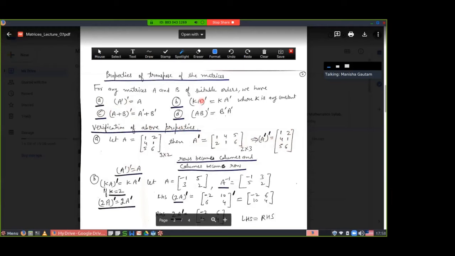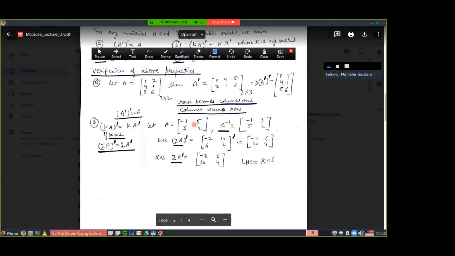Now the second property: when you calculate kA whole transpose, it is equal to k A transpose. When you multiply the matrix by k and calculate the transpose, you will get the same as if you take the transpose and multiply by k. Here is the example, part B verification.